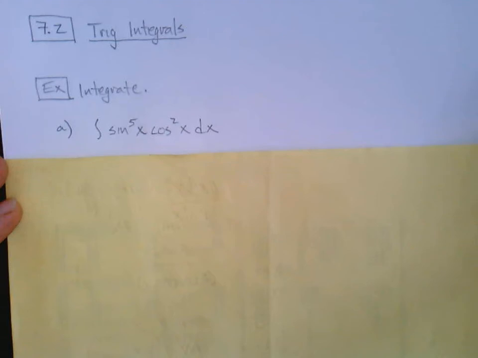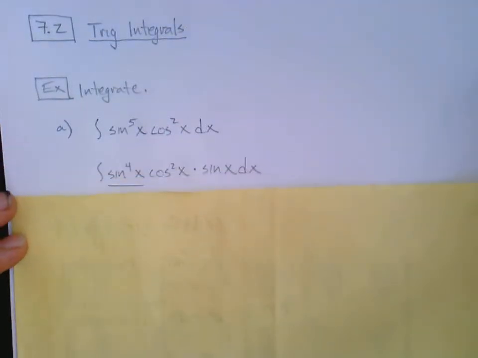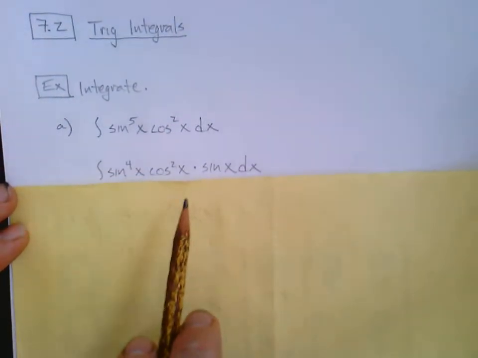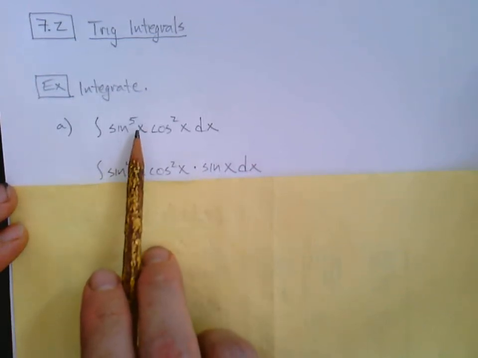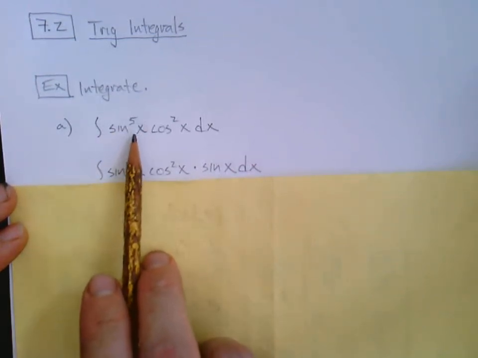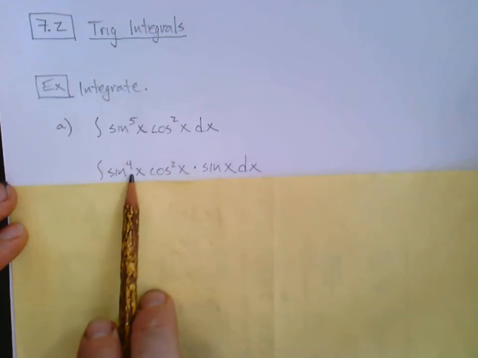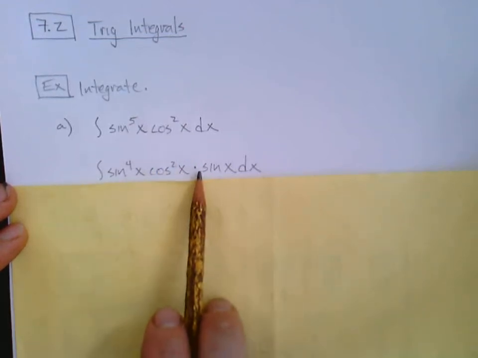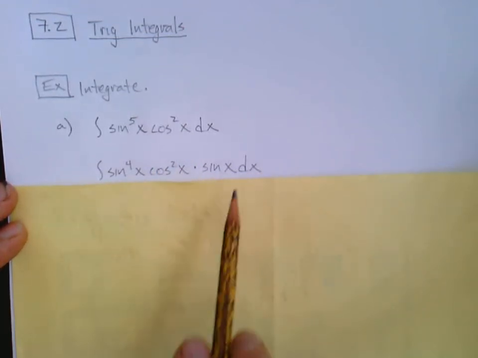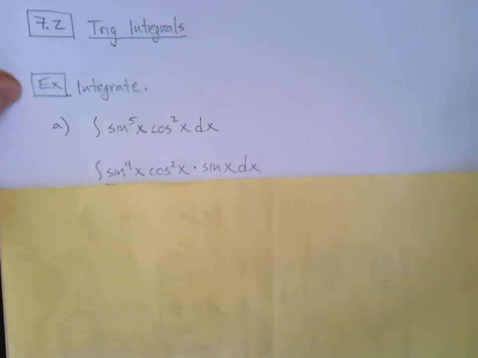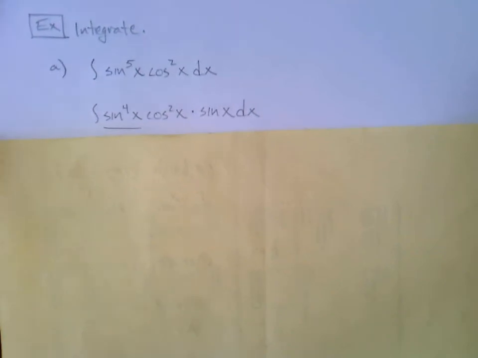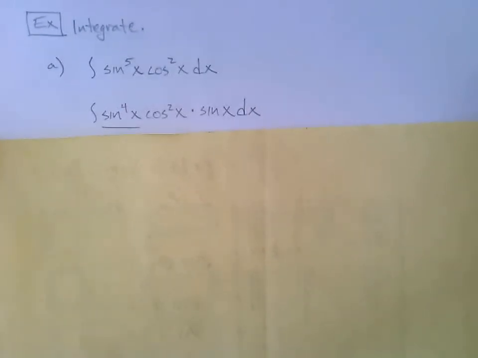Here's the idea. I'm going to separate one of the sine x's. I'm going to break it off of that fifth power, dropping it to a fourth. This just gets repeated, and I'm going to multiply by sine x just off the end.